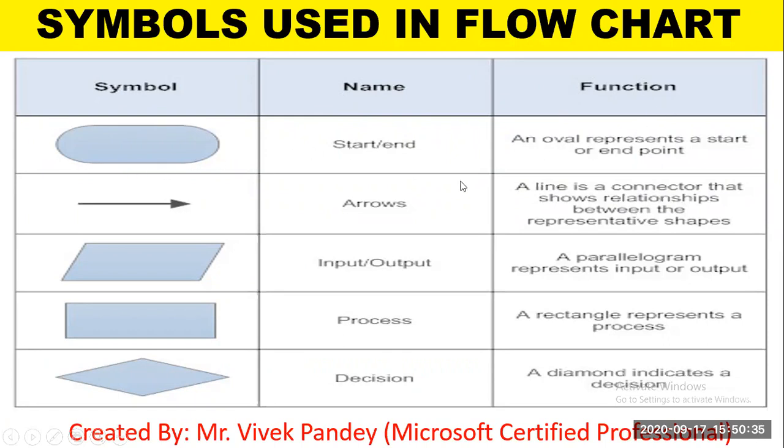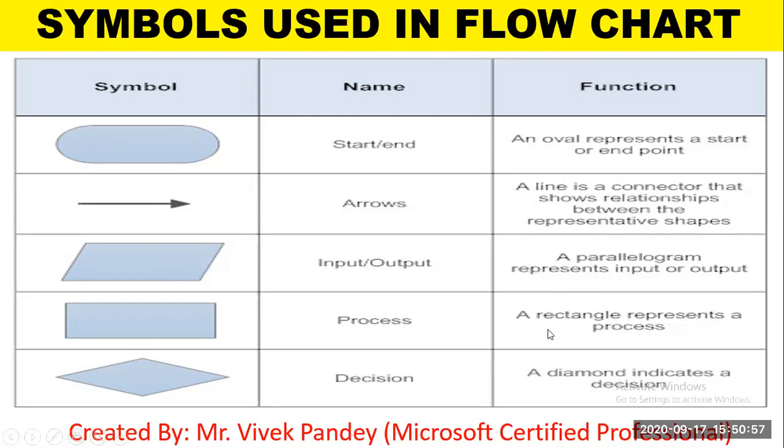Start and stop box. An oval represents a start or end point. Arrows. A line is a connector that shows the relationship between the representative shapes. Input, output. A parallelogram represents input or output in a flowchart.